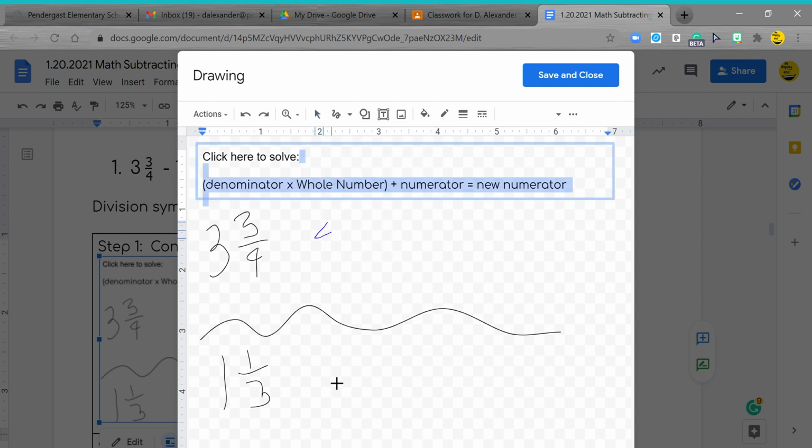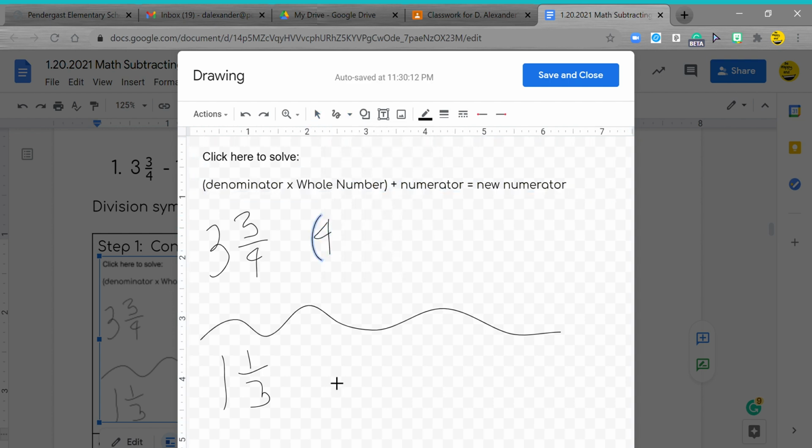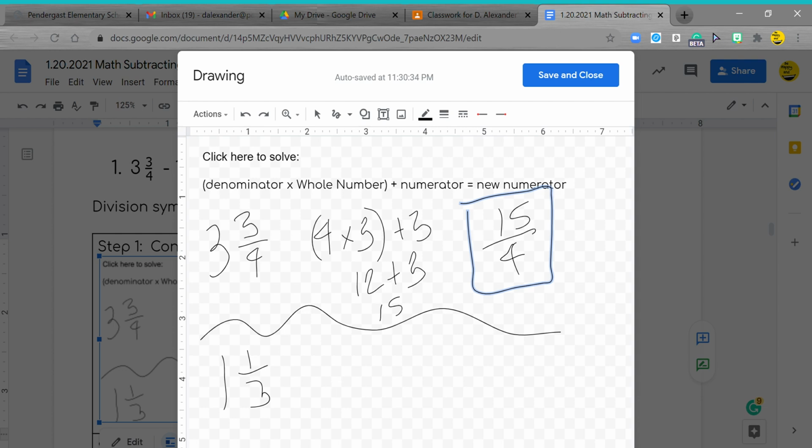So I have 4 times the whole number, and I add the numerator. So I get 4 times 3. Yes, it's 12 plus 3. 12 plus 3 is 15. Now I put my 15 over here, and I put it over the same denominator I started off with, which is fourths. This is the exact same thing as 3 3/4, 15 fourths.